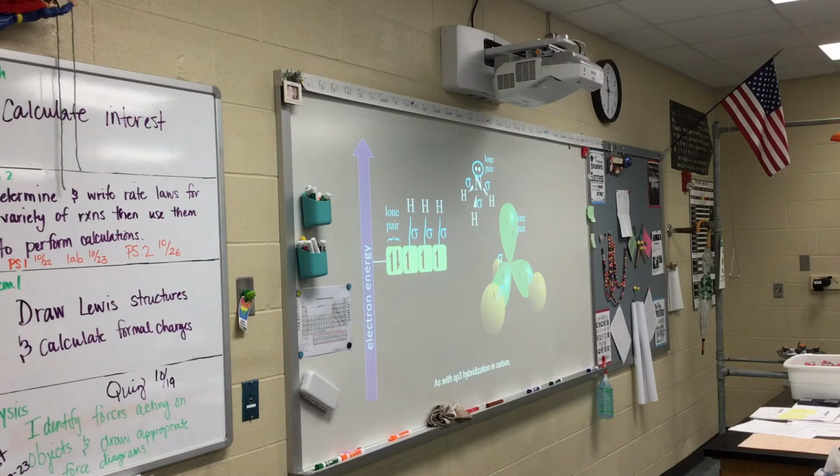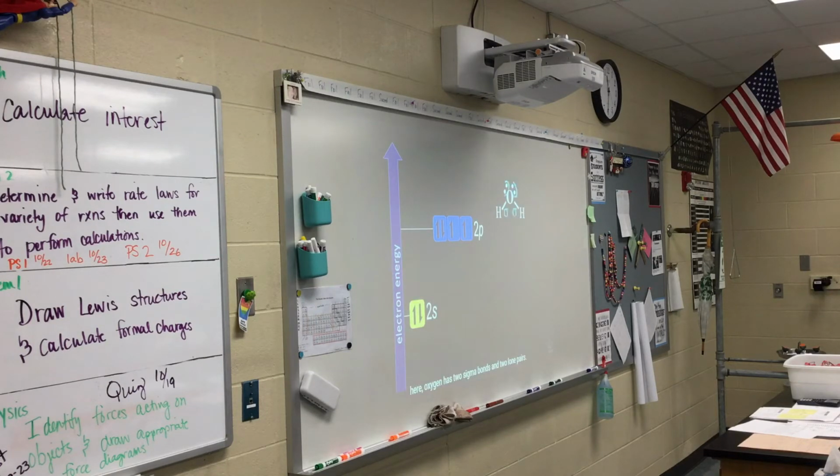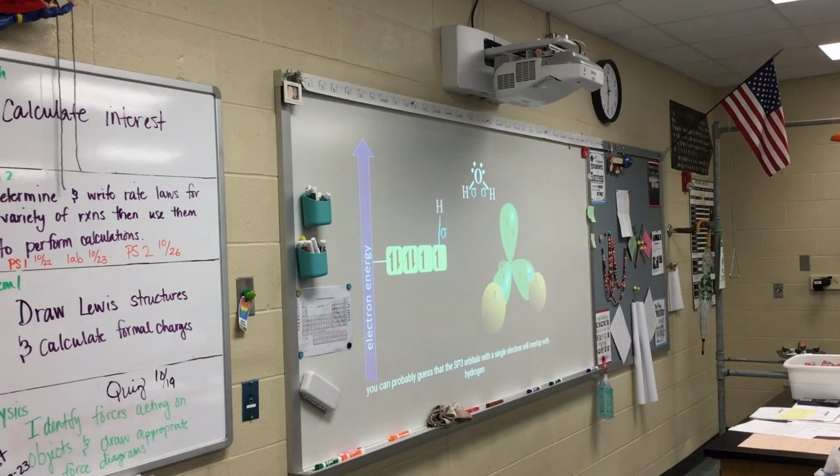As with sp3 hybridization in carbon, nitrogen's hybrid orbitals spread out in a tetrahedral shape. And lastly, water. Here, oxygen has 2 sigma bonds and 2 lone pairs. In water, oxygen is also 2sp3 hybridized, but with 6 valence electrons. 2 of the sp3 orbitals have paired electrons. You can probably guess that the sp3 orbitals with a single electron will overlap with hydrogen. And the remaining 2 pairs are unbonded. They are lone pairs. Again, oxygen's hybrid orbitals spread out in a tetrahedral shape.